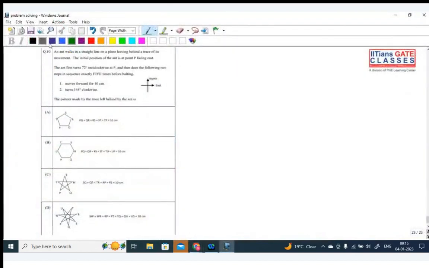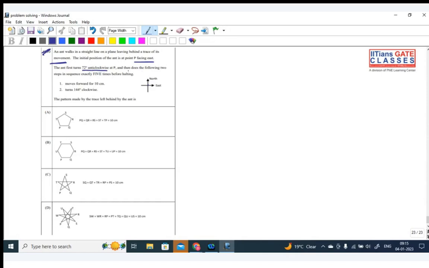Solving this question. The question here, guys, is that an ant walks in a straight line on a plane, leaving behind a trace of its movement. The initial position of the ant is at point P, facing east. Suppose it is here. The ant first turns 72 degrees anti-clockwise at P. Understood?